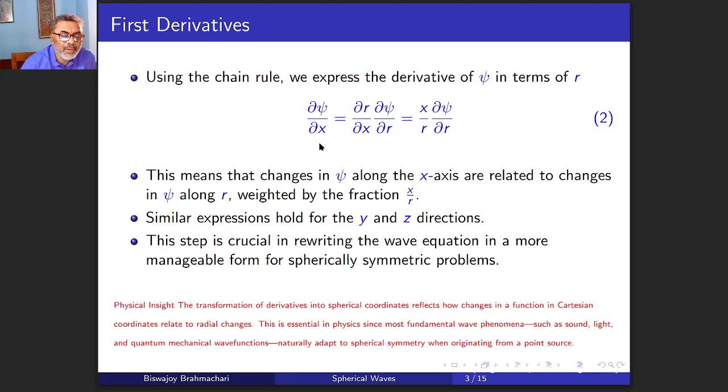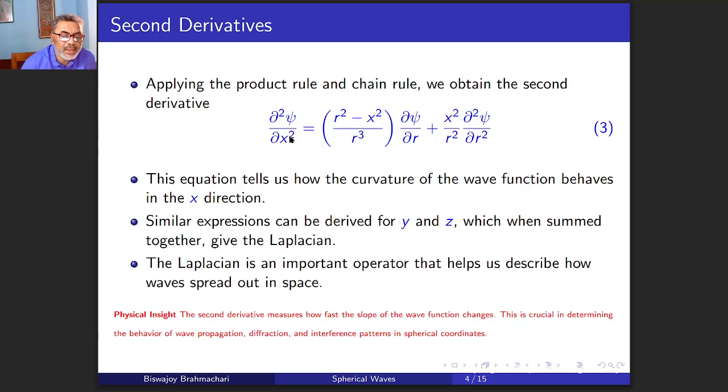The first partial derivative of psi with respect to x is x by r del psi del r, and the second partial derivative of psi with respect to x has two terms. First, we have taken the derivative of x by r, keeping del psi del r constant, and in the second term, we have kept x by r constant and taken the derivative of del psi del r. So these are the two factors.